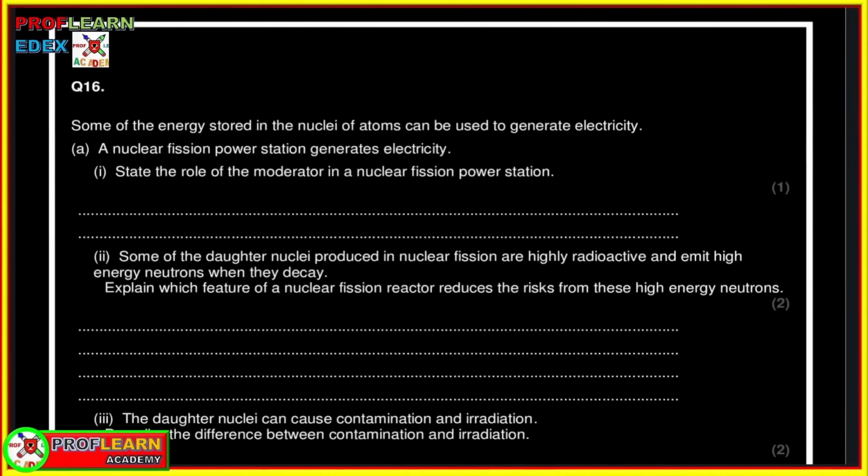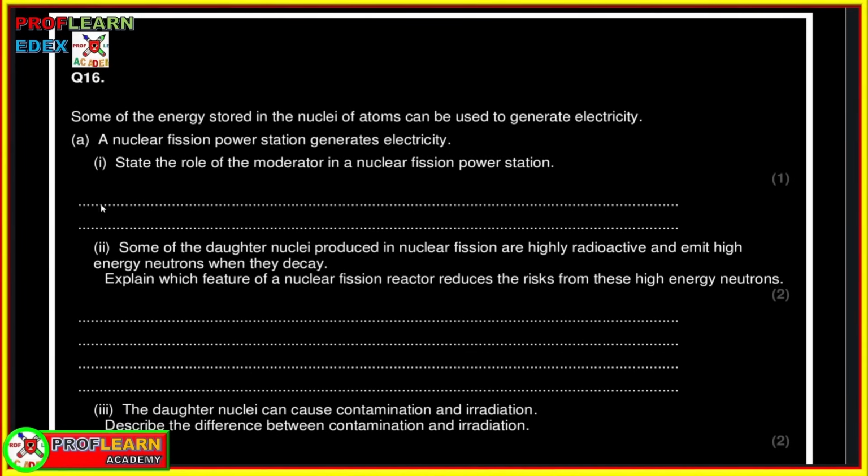We are told that some of the energy stored in the nuclei of atoms can be used to generate electricity. A nuclear fission power station generates electricity. We're supposed to state the role of the moderator. The moderator actually slows down the neutrons so that they can react with uranium-235. It reduces the kinetic energy for the reaction to take place.